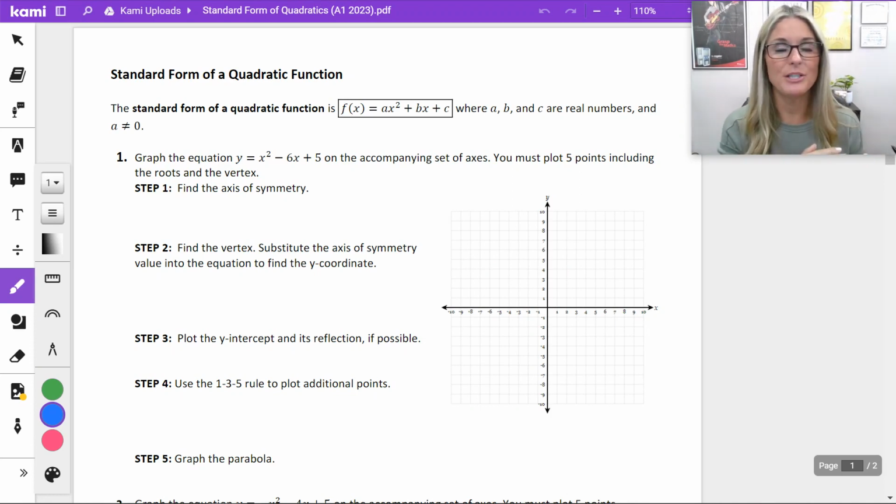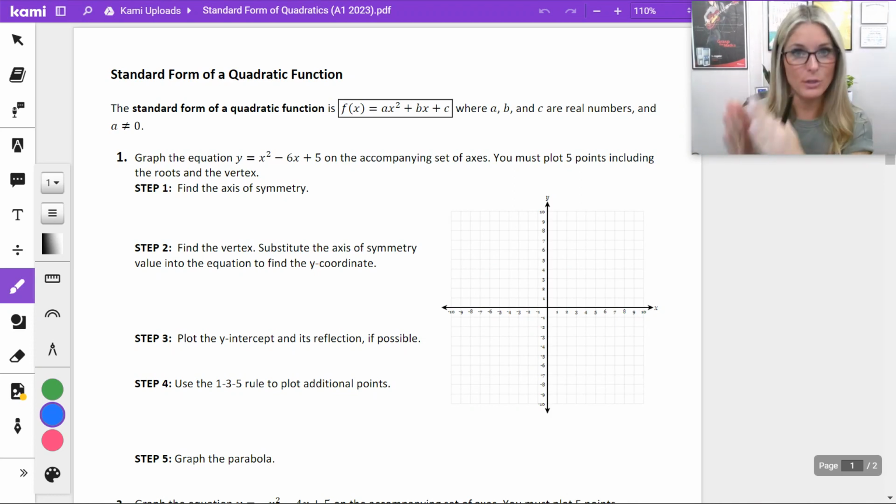So think back to when you studied linear functions. You had slope-intercept form, standard form. There's also point slope form for linear functions. So kind of the same concept here with our quadratics. There's vertex form and then there's standard form.